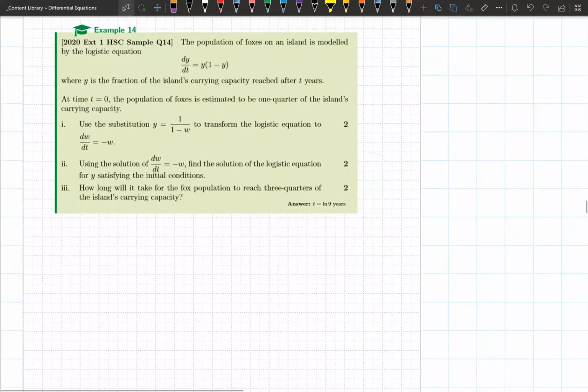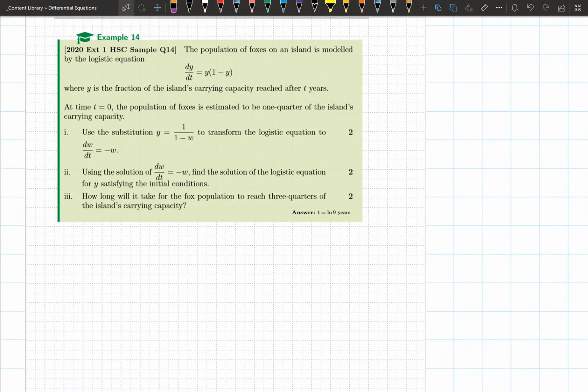Okay, here, the population of foxes on an island is modeled by the logistic equation, this guy here. So this is already telling us it's a logistic equation, it's in this form, where y is the fraction of the island's carrying capacity reached after t years. At time t, the population of foxes is estimated to be a quarter of the island's carrying capacity. Okay, part 1. Use the substitution y is equal to 1 over 1 minus w to transform the logistic equation to dw on dt is equal to negative w.